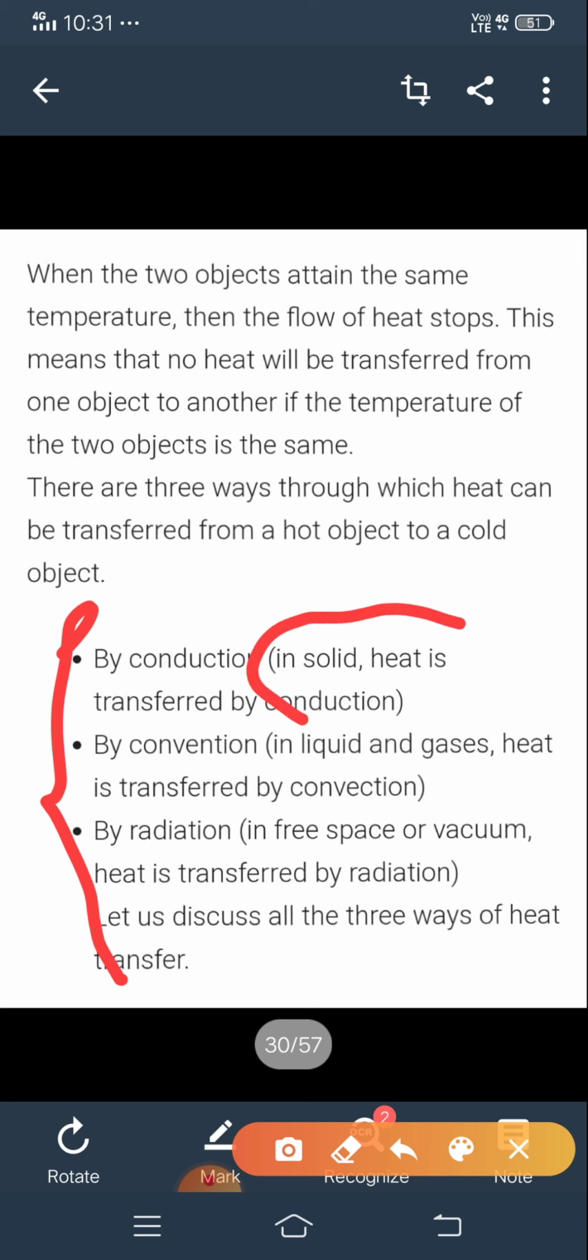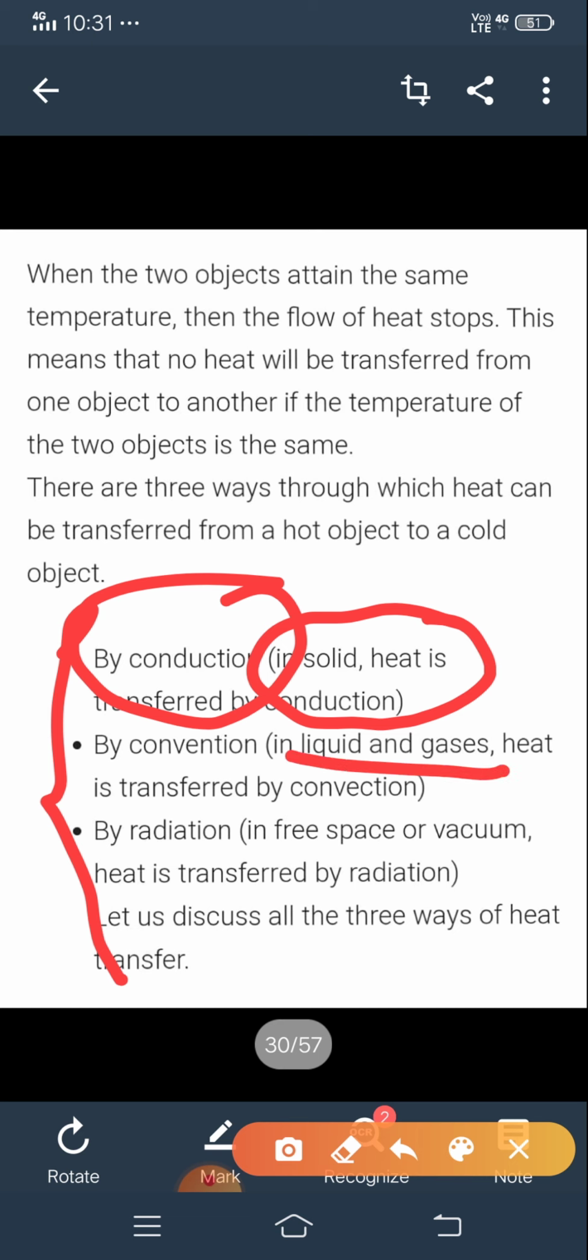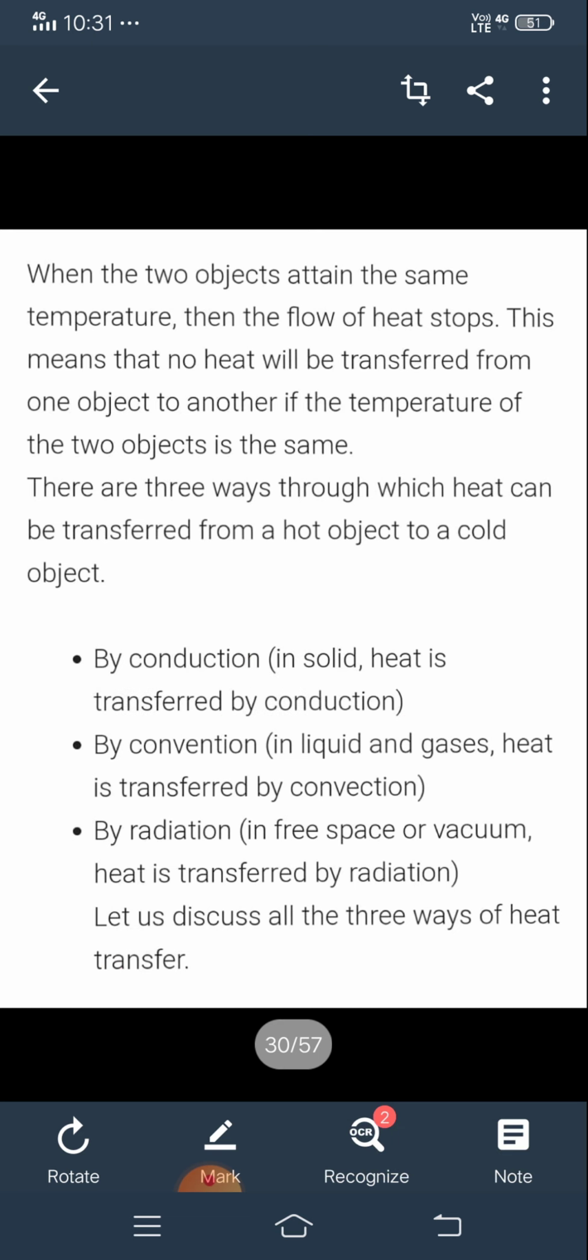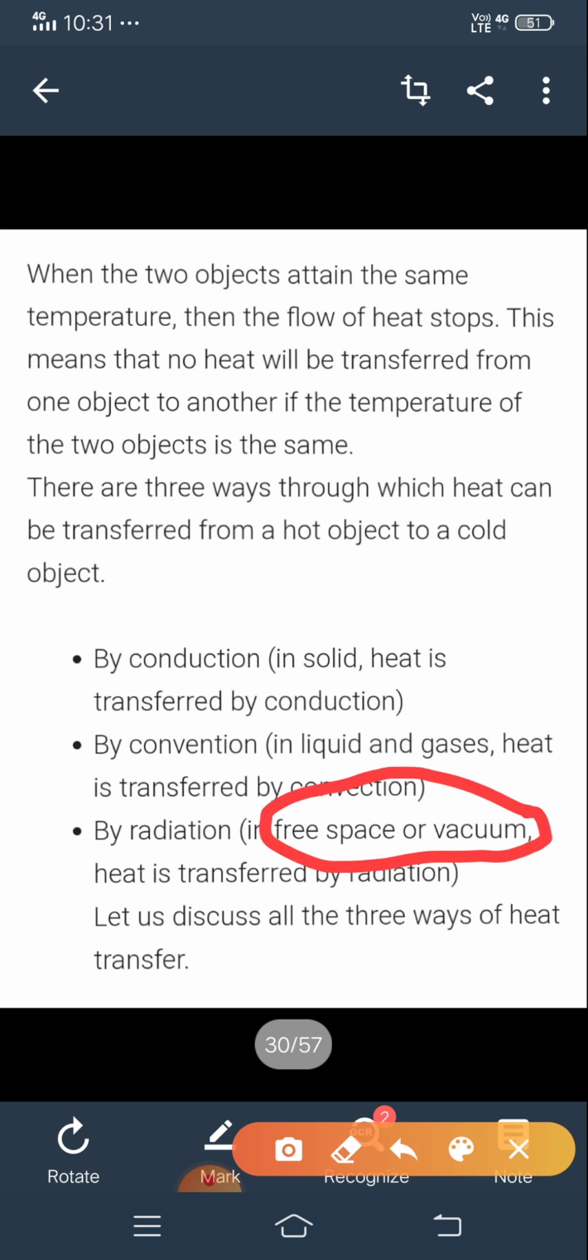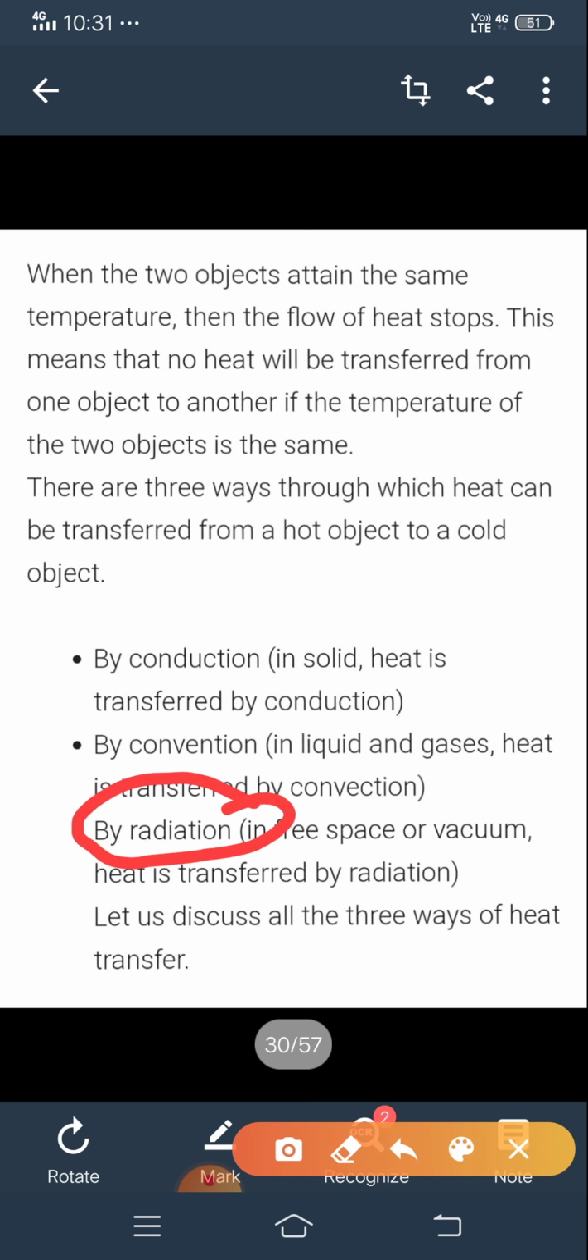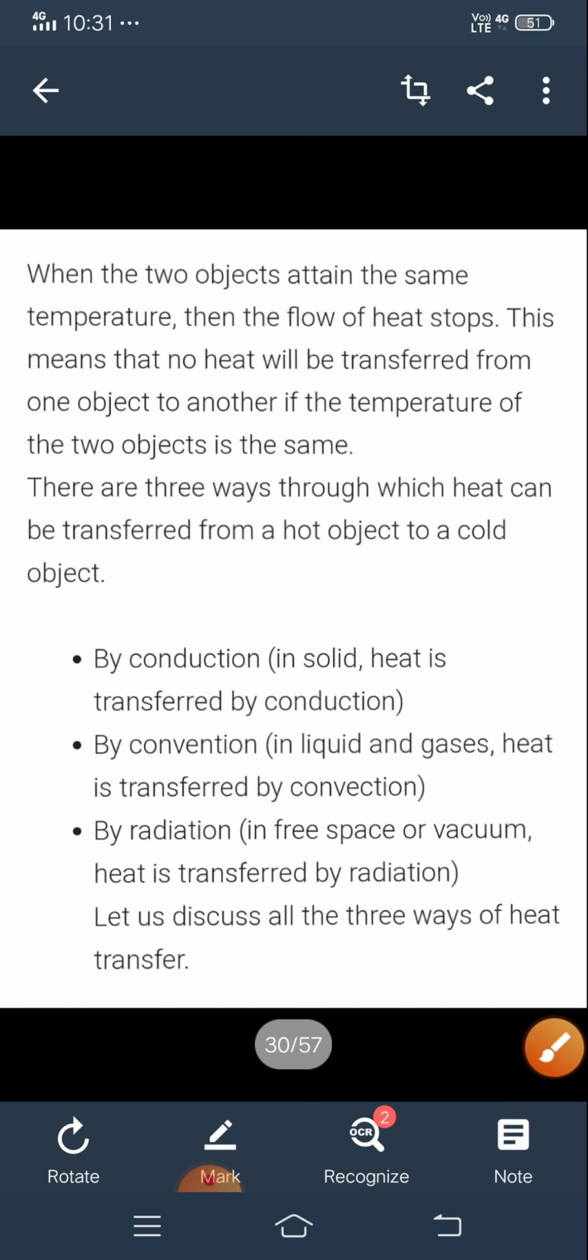If it is liquid substances, heat is transferred by convection. If it is solid substances, heat is transferred by conduction. If it is free space or a vacuum, heat is transferred by radiation. Okay, let us discuss all three ways of heat transfer.